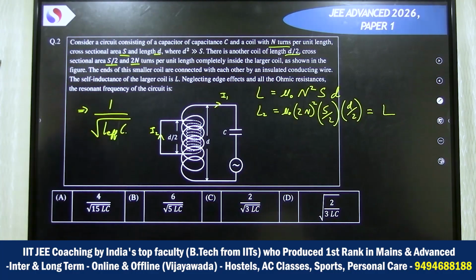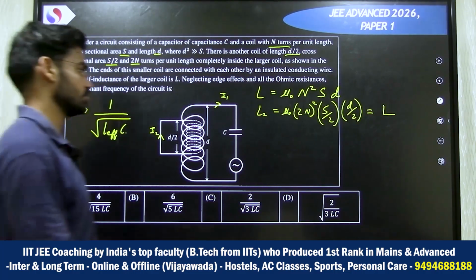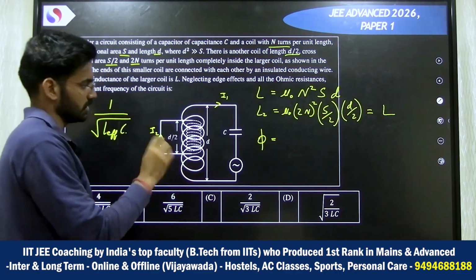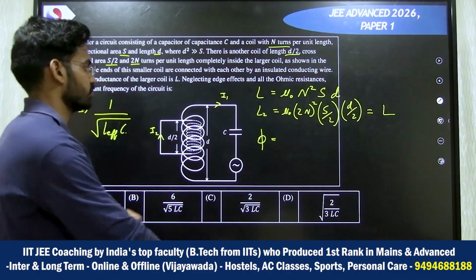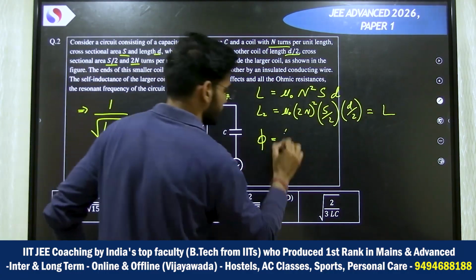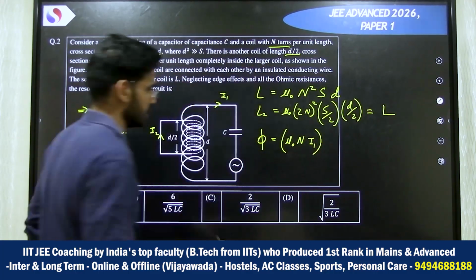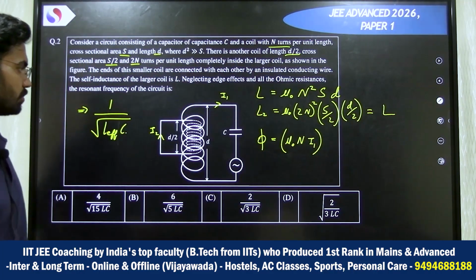Now solve one more quantity, which is mutual inductance. How will you solve for mutual inductance? Calculate the flux through the smaller coil and flow the current through the bigger coil. So for the bigger coil, if you flow the current, what will it become? Mu naught capital N into I1, because it has capital N turns. So this is the magnetic field.